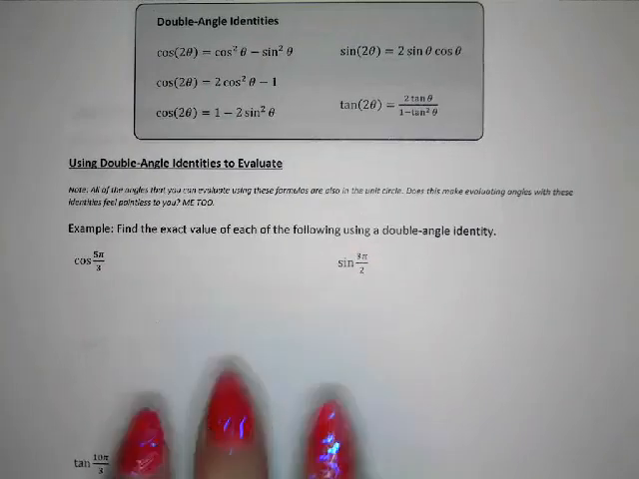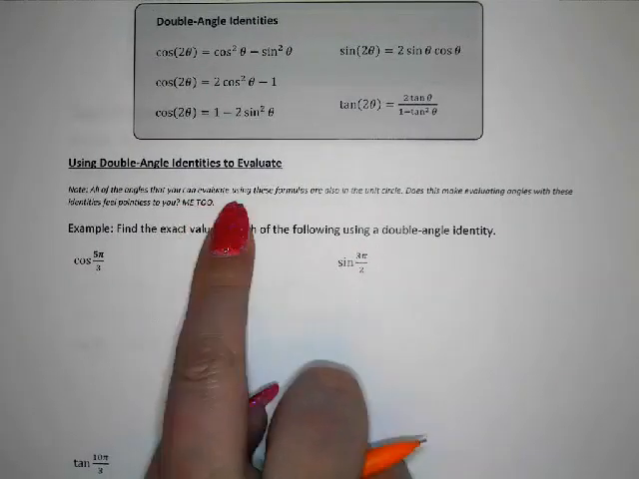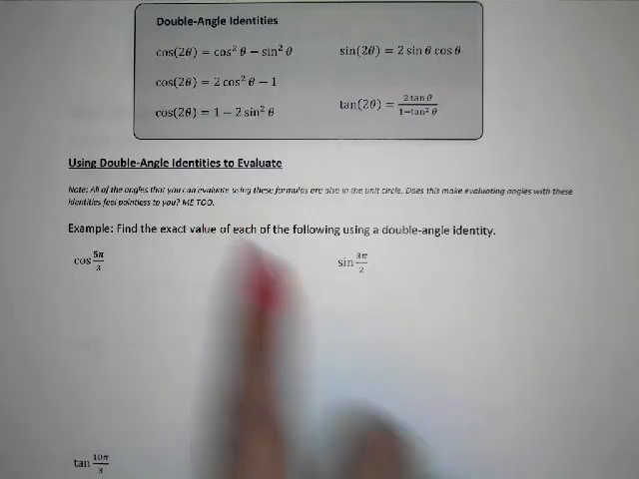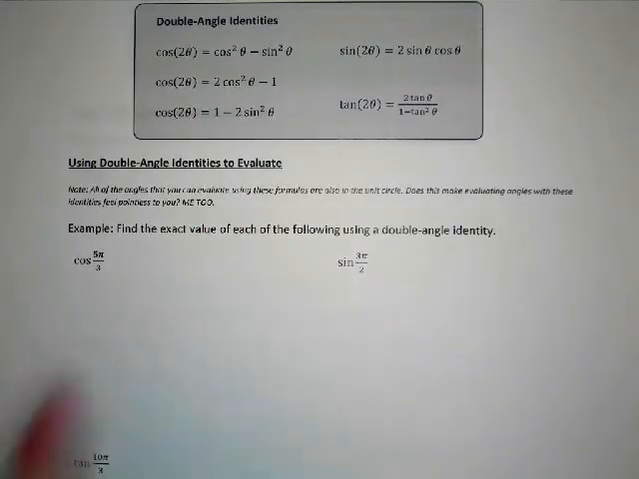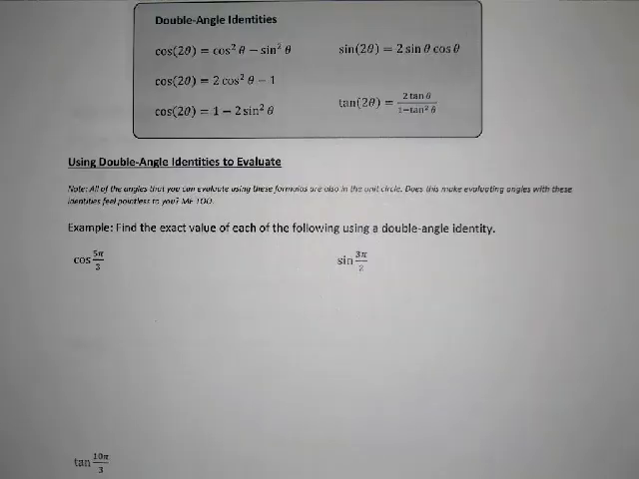So I did write a little note to you guys here. It says all of the angles that you can evaluate using these formulas are also just in the unit circle on their own. Does this make evaluating angles with these identities feel pointless to you? Me too. So I already know you're not going to like these because they feel pointless. The one nice thing about this is that if we're going to use a double angle identity to evaluate these, then we know what the answers are going to be. They're going to be values from the unit circle. And so that's kind of nice because when you get done, you'll know if your answer is right or wrong because it will be recognizable or it won't be.